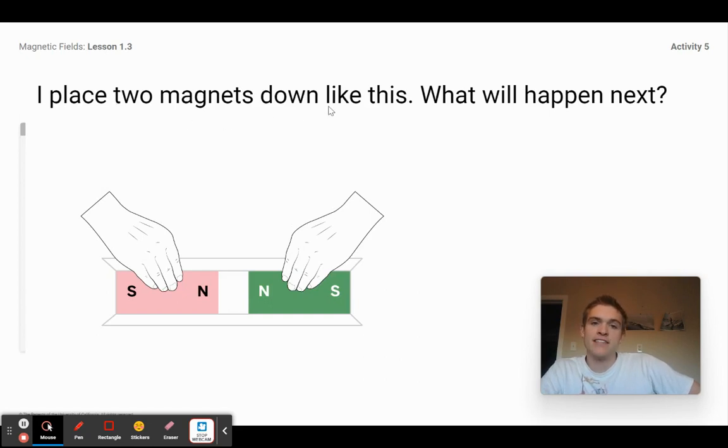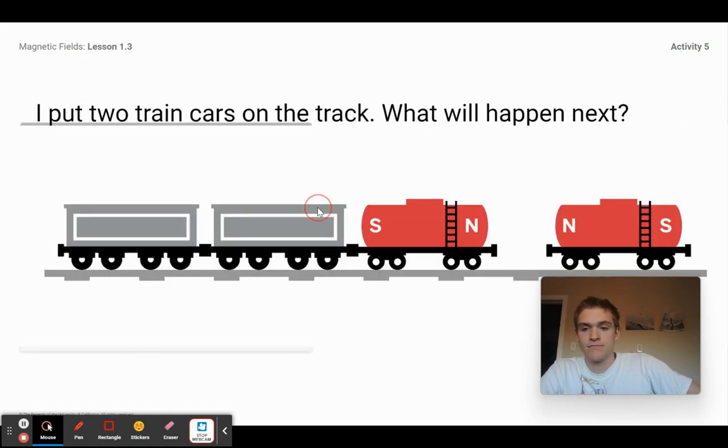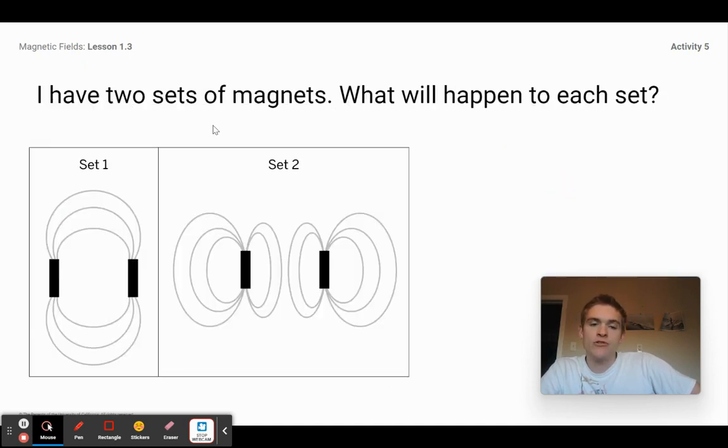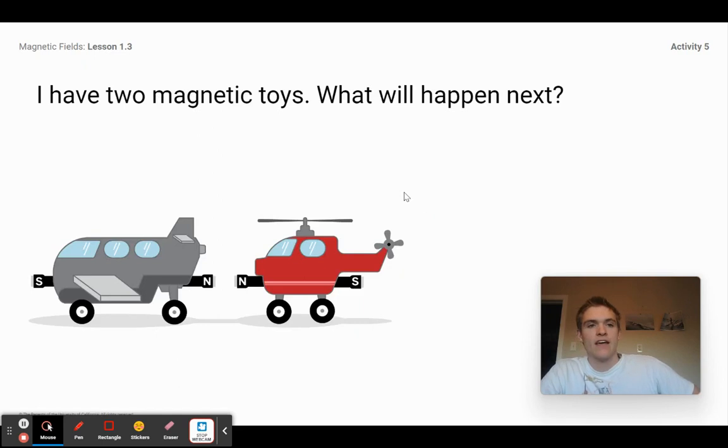I place two magnets down like this. What will happen next? We have two North Poles close to each other. I put two train cars on the track. What will happen next? There are two North Poles right here. I have two sets of magnets. What will happen to each set? One, the magnetic field lines are aligning, and in the other, the magnetic field lines do not align. I have two magnetic toys. What will happen next? I have two North Poles right here.